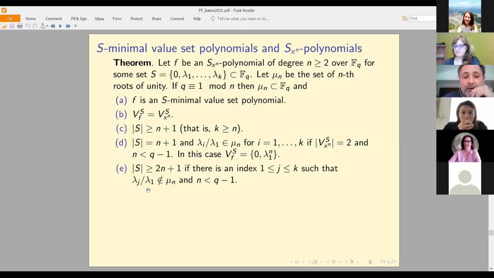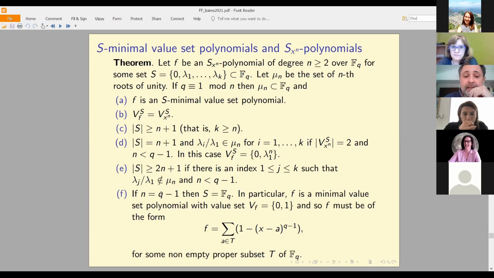And if one of these quotients is not an nth root of unity, you prove that the size of S is at least 2n plus 1. This gives you the idea of the size that the set has to have in order to satisfy the condition of Garcia, Stichtenoth, and Thomas. When S is exactly q minus 1, you can prove that S has to be Fq, the whole Fq, and in particular, f is a minimal value set polynomial in the usual sense.